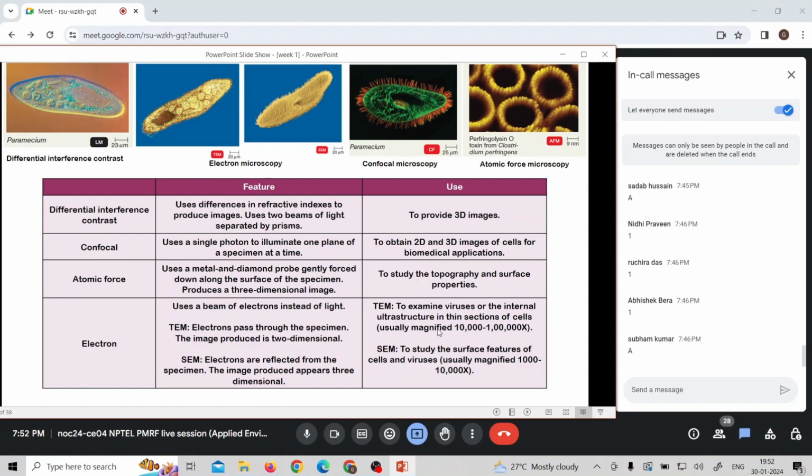So now, since we have seen some basic things about cells and microscopy, we'll see about something else also today, that is about the gram positive and gram negative bacterium and other things.